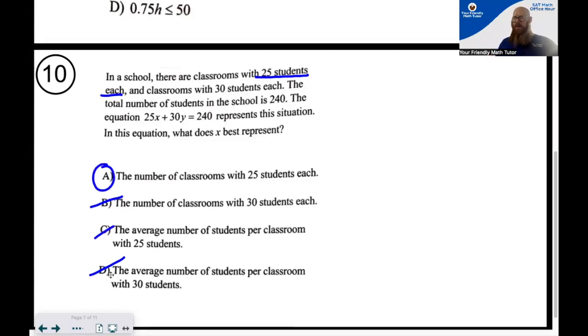All right. Again, we still have to do thinking, but we just don't need to be bogged down with the other parts of the problem. We just need to think logically about just that part of the problem and what would make the most sense. All right. So it's got to be the number of classrooms with 25 students each. Okay.